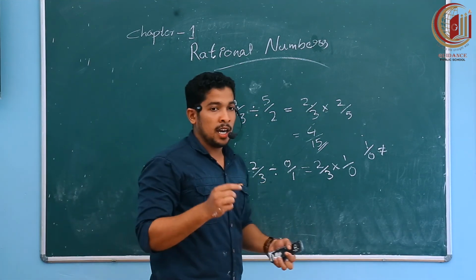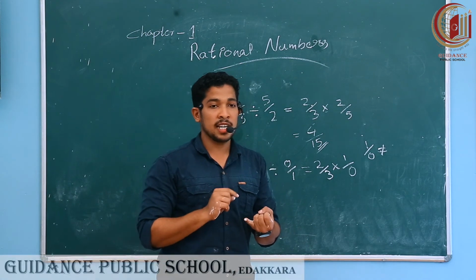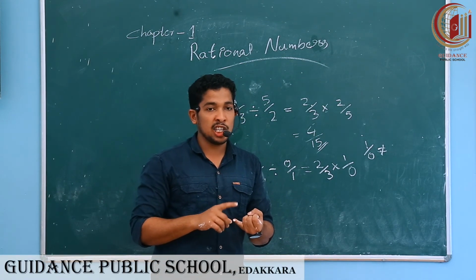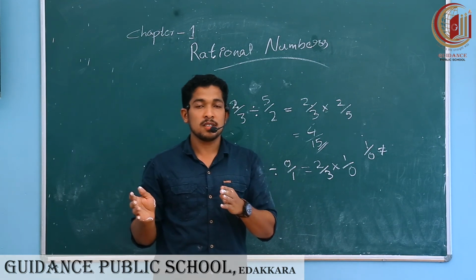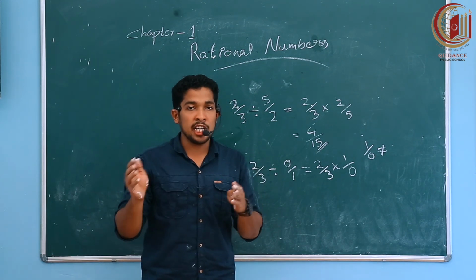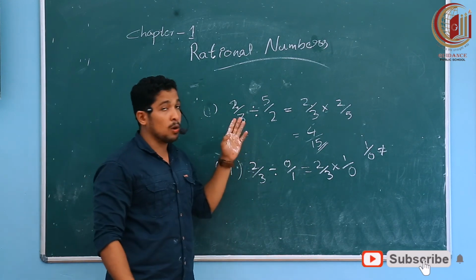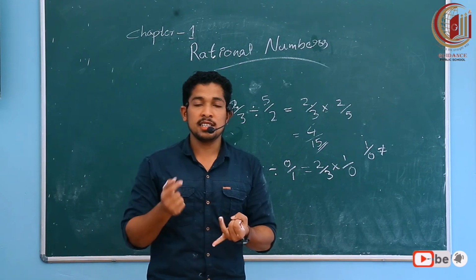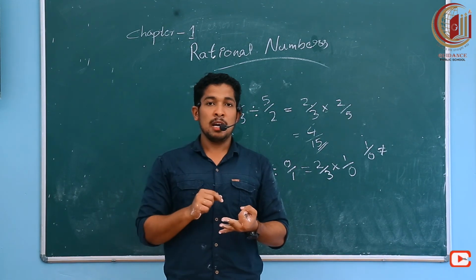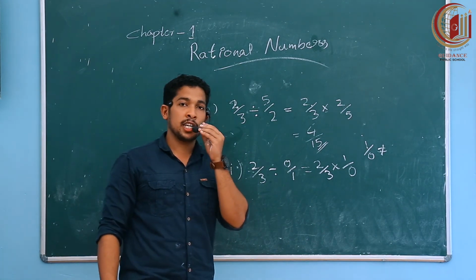Okay, I will conclude my class. In this chapter, we discussed rational numbers. Rational numbers are in the form of p by q, where p and q are both integers, and q is not equal to 0. And we checked another property of rational numbers, closure. Rational numbers are closed under addition, subtraction, multiplication. But in the case of division, it is not satisfied. Okay, thank you.